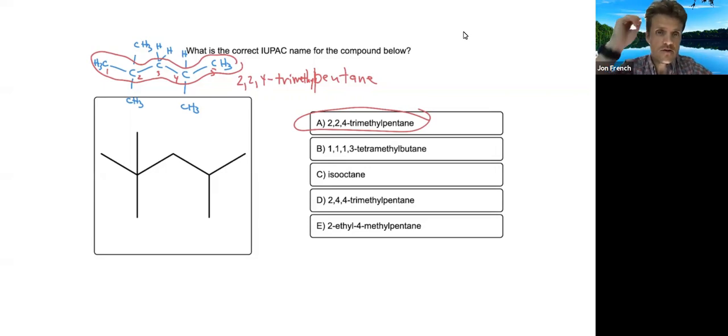I have 2 methyl groups on the second carbon and a methyl group on the fourth carbon, right? I'm going to count from the left because I want to have both of those methyl groups have a lower number if possible. If I counted from the right, I would have 2, 4, 4, right? I can get a lower number by counting from the left. And so that's why this one is wrong here. And then for the butane, right, we can get a longer chain, and that's why choice B is wrong as well. Isooctane, an isomer of octane, we're looking for the IUPAC nomenclature.